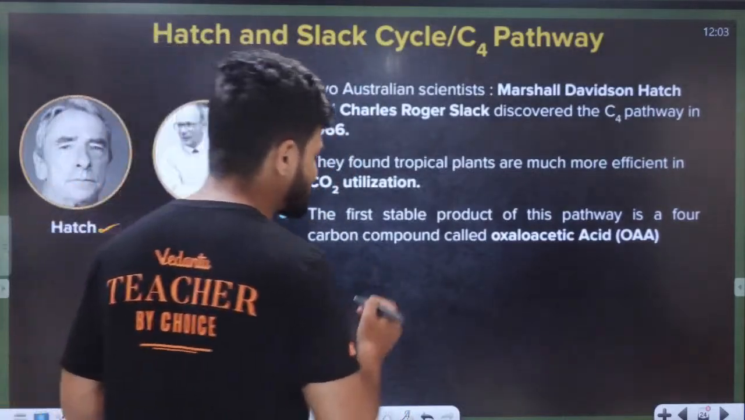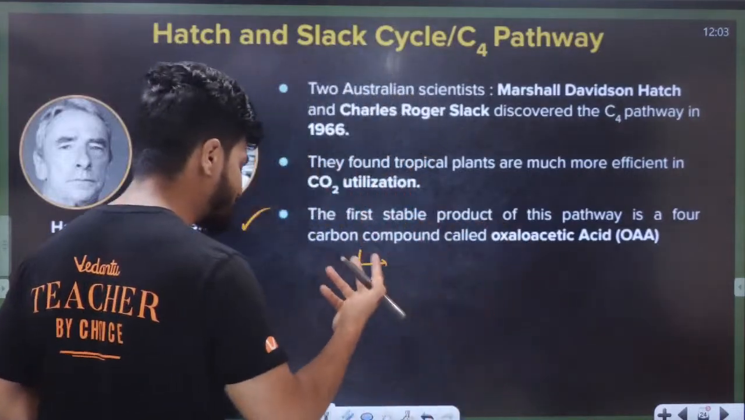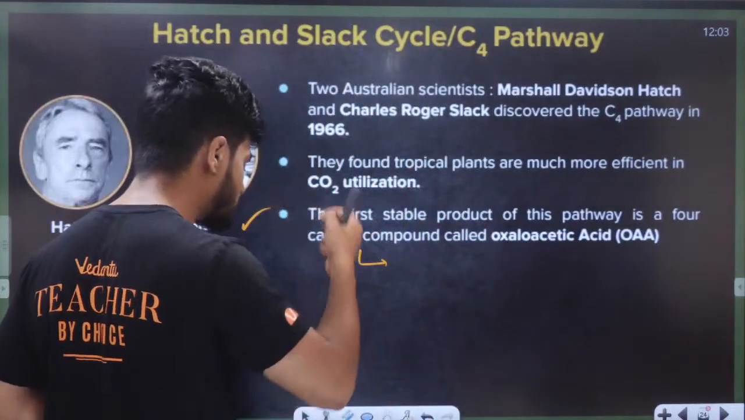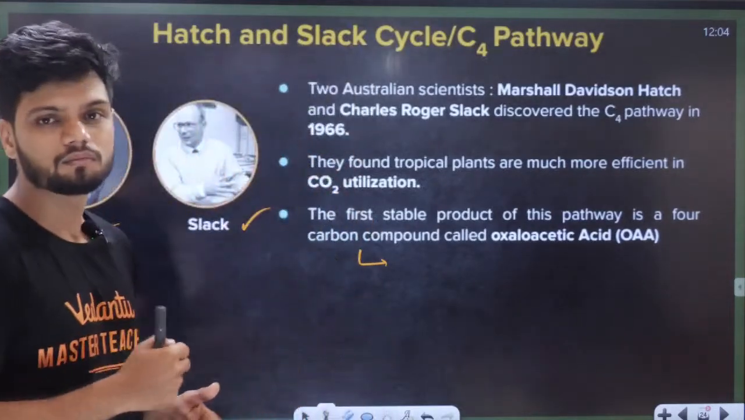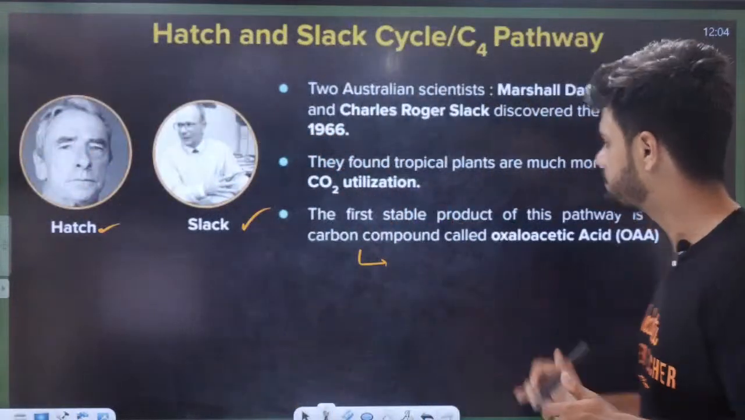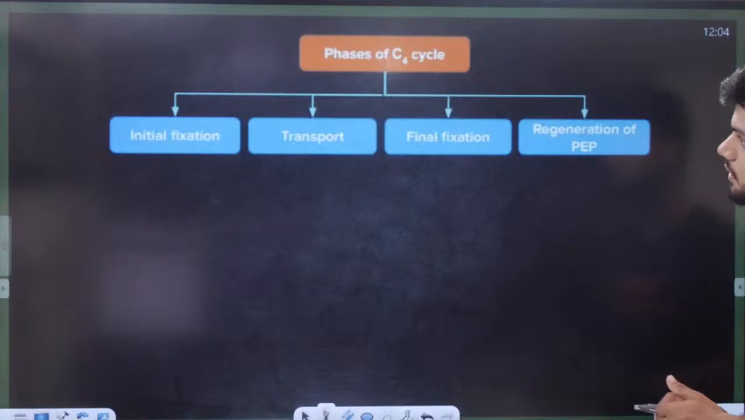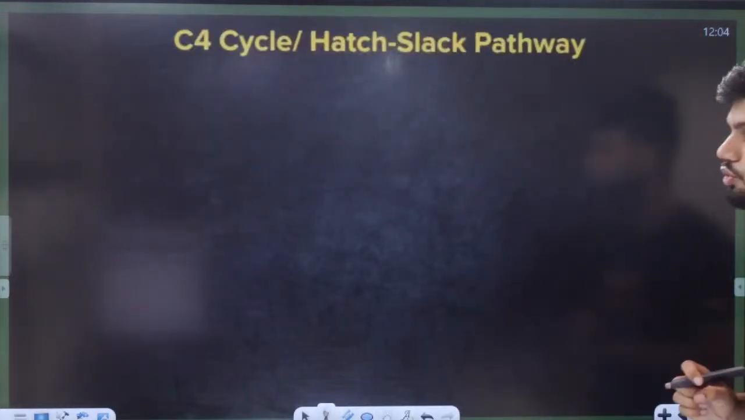Can anyone name some tropical plants? Maize, sugarcane, sorghum, amaranthus, right? Maize, sugarcane, amaranthus, all of these are where the C4 cycle takes place. There are four main steps, and let's draw it right now.